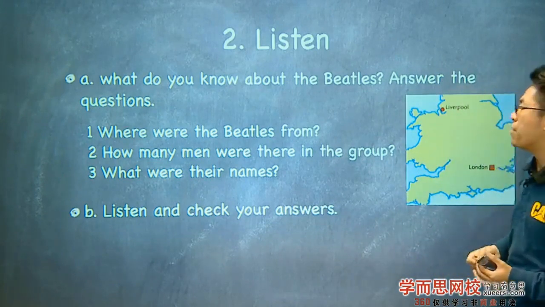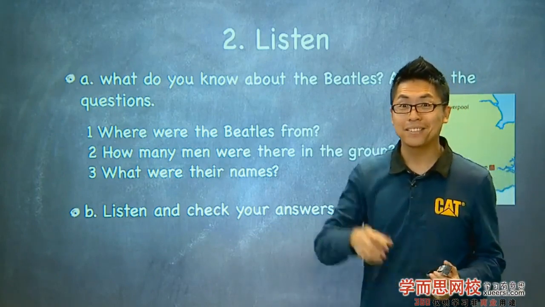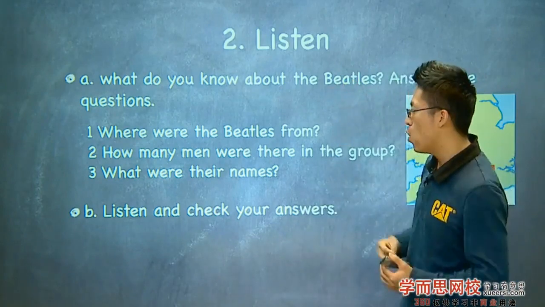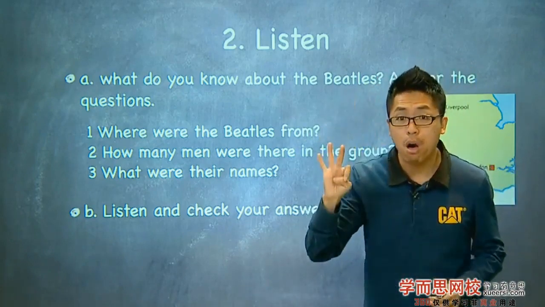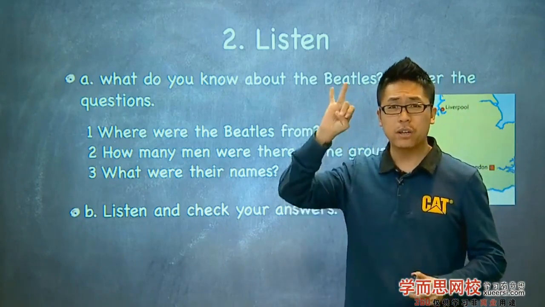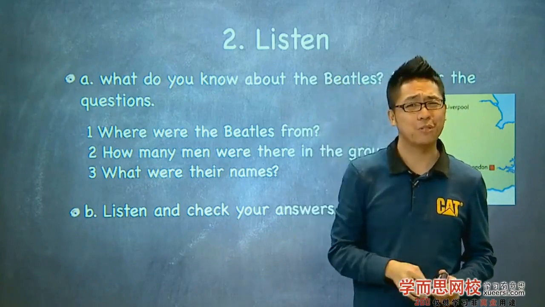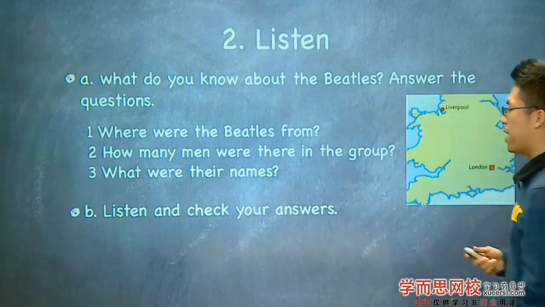Number two, how many men are there in the group? How many? There are four, right? Four men. What are they? Of course, John Lennon. John, Paul, George, and Ringo. Four men in this group. Okay, here we go. It's all about the answers.